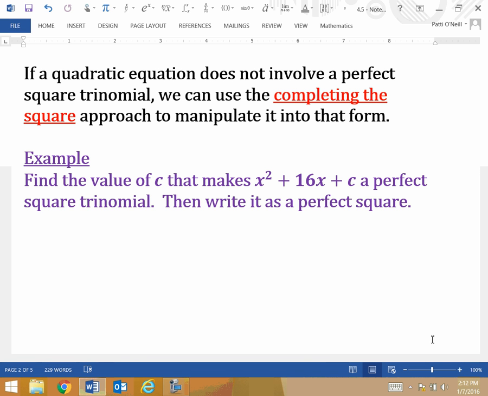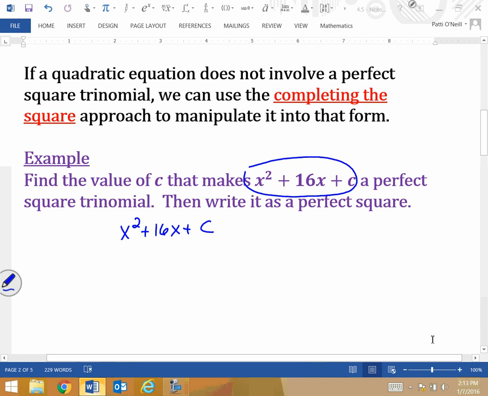So not every problem is going to be set up like the two that we just did, where you automatically have a perfect square trinomial on the left-hand side, but there is a way that we can turn every single situation into a perfect square trinomial that will help us then use the square root method in order to solve the quadratic. So we're going to focus on this right here, x squared plus 16x plus c.